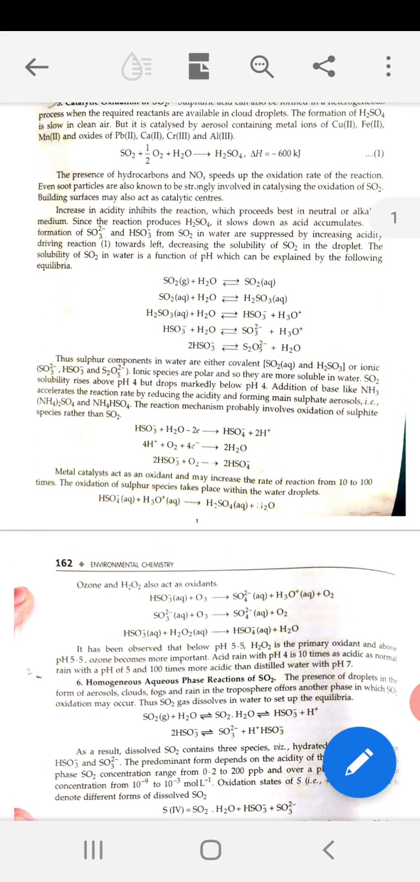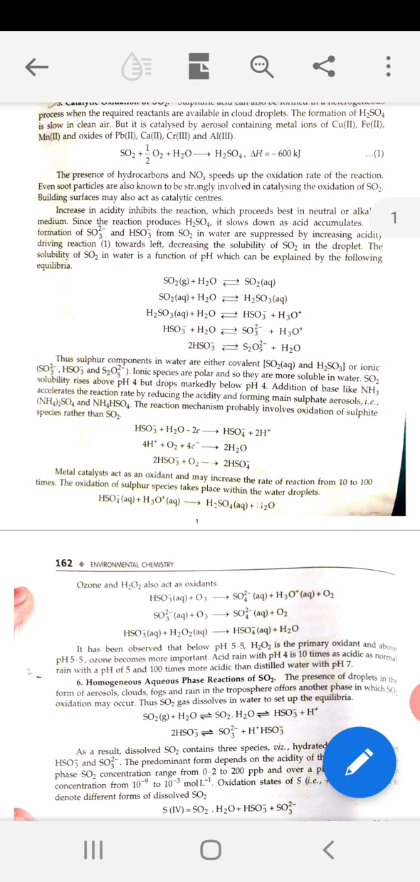Now 2 HSO3- ions formed during these reactions are converted, in an equilibrium stage, to S2O5 2- and water. Thus sulfur components in water are either covalent, sulfur dioxide aqueous and H2SO3, or ionic, HSO3- and S2O5 2-. Ionic species are polar, and so they are more soluble in water. Sulfur dioxide solubility rises above pH 4 but drops markedly below pH 4.